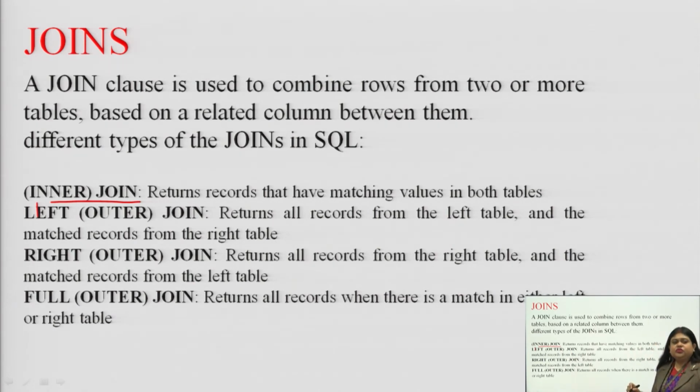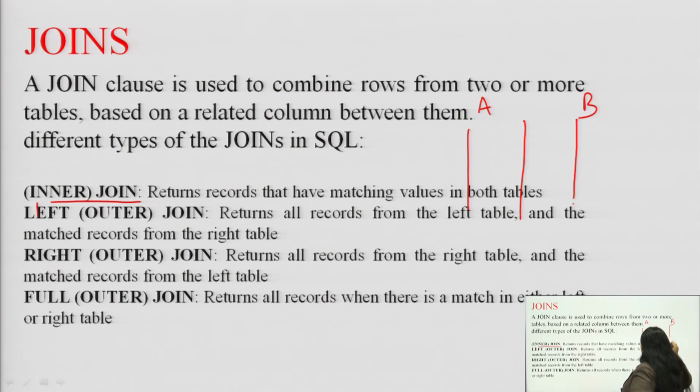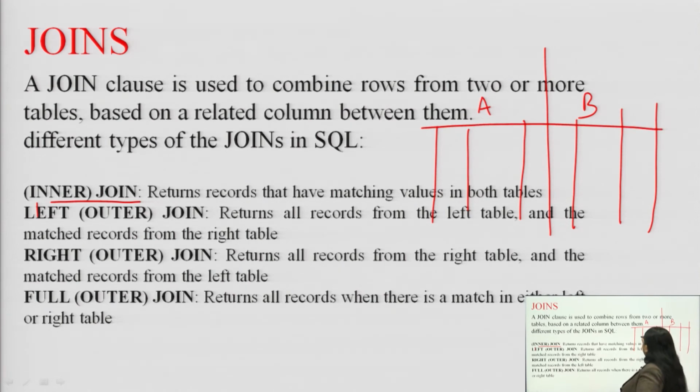Inner join works only when we have matching values in both the tables, right. Inner join will return only those records which have matching values in both the tables. Let us say we have a table A and table B with a structure like this. We have the roll number and some other information in each. Over here we have roll numbers 1, 2, 3, and over here 2, 3, 4, right.